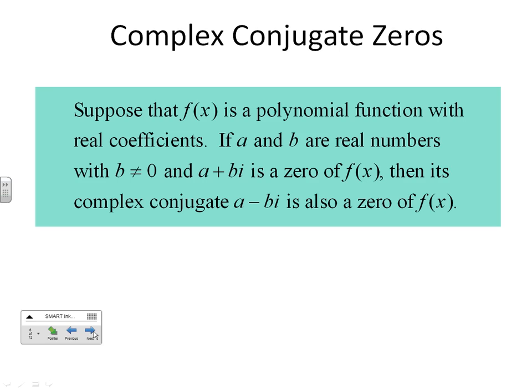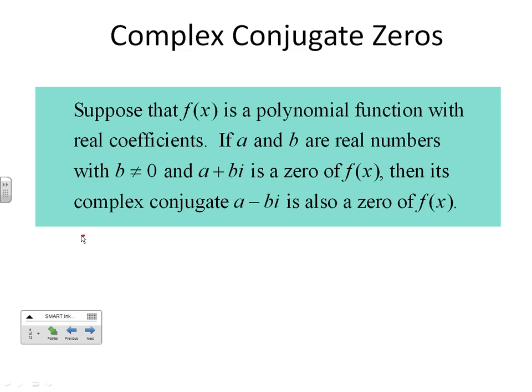Complex conjugate zeros. Suppose that f of x is a polynomial function with real coefficients. If a and b are real numbers where b does not equal 0, and they tell us a plus bi is a 0 of f of x, then its complex conjugate, a minus bi, is also a 0 of f of x.